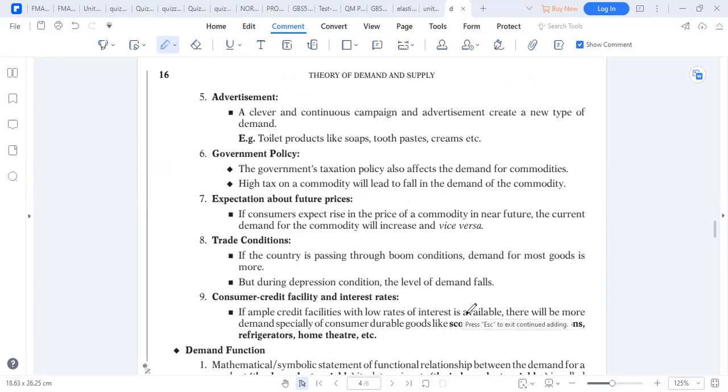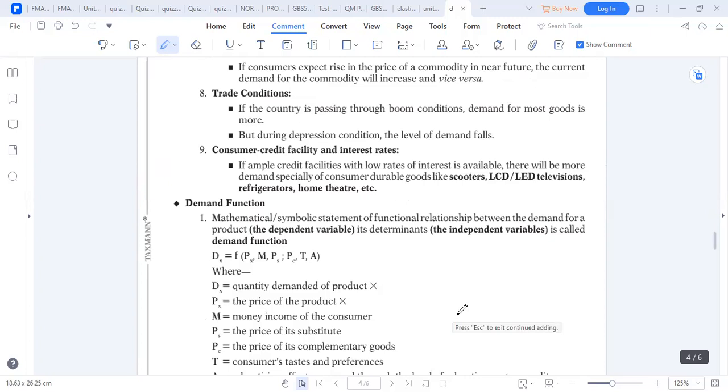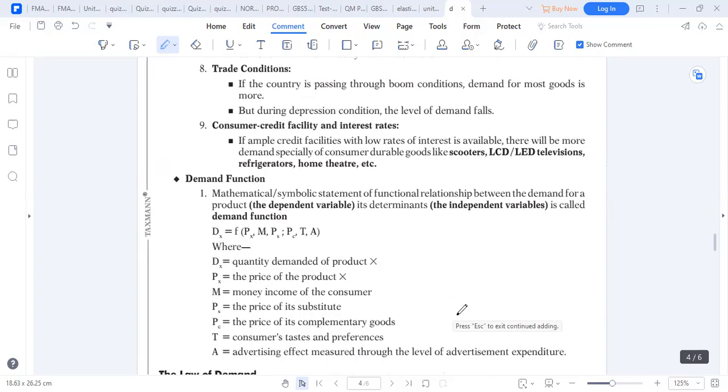All right, so demand, therefore, is presented in what we call a demand function, which has the dependent variables and the independent variables. So we need to understand what dependent means, what independent means. So which one depends on what, the price or the quantity? Which one depends on what?